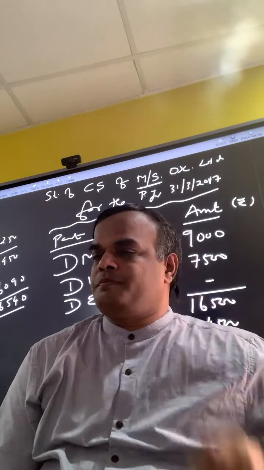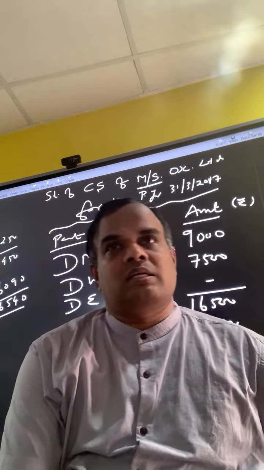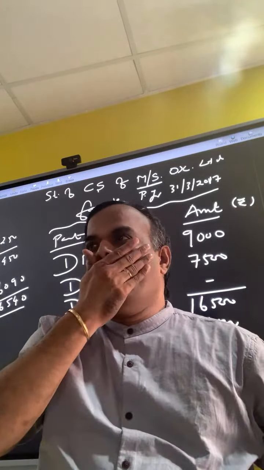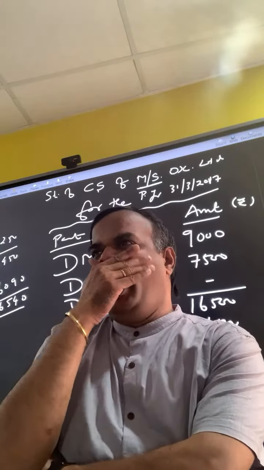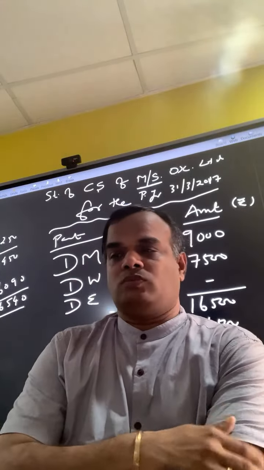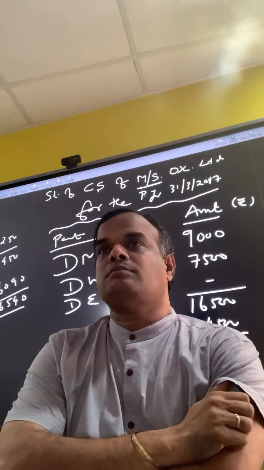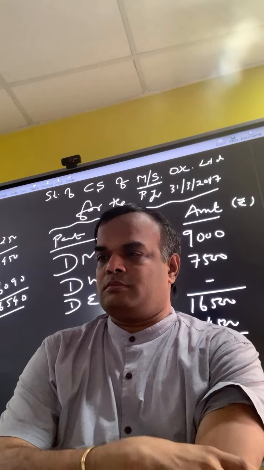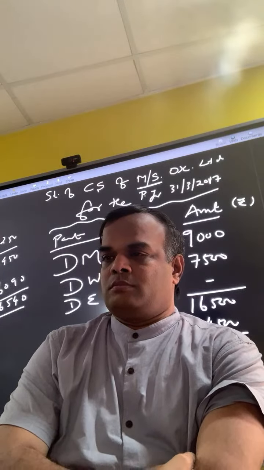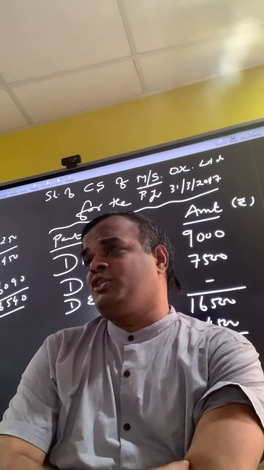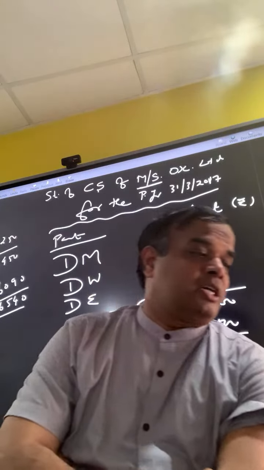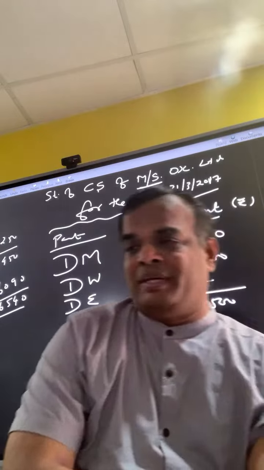Total is equal to 61,000. The total is called factory cost, also called works cost. How much is the factory cost now? 61,000.